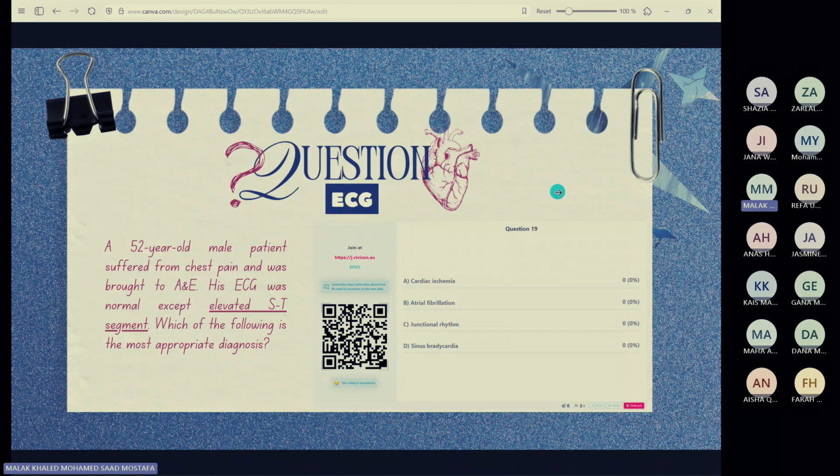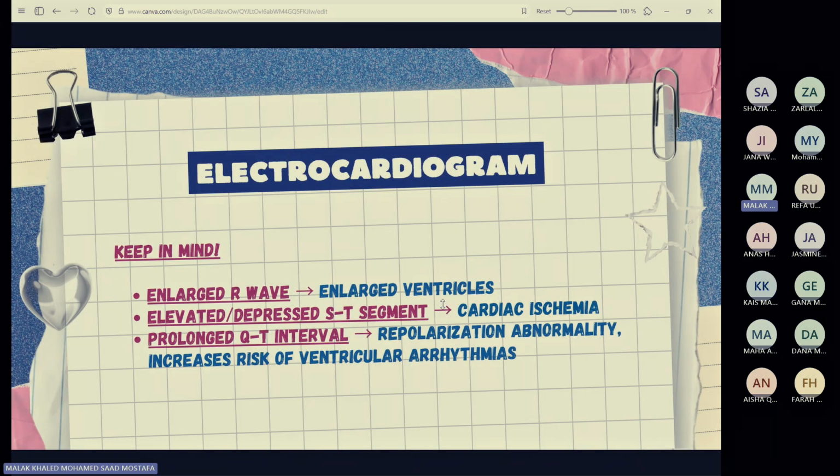I will try to explain them to you guys. They're not really explained in the textbook when they mention it, but I will try to explain them so you can memorize them even more. So an enlarged R wave, or actually what they mean by enlarged is not widening, it's higher. It's a longer R wave. That means you have enlarged ventricles. It's easy to remember if you associate enlarged with enlarged, but you can also know the reasoning behind it.